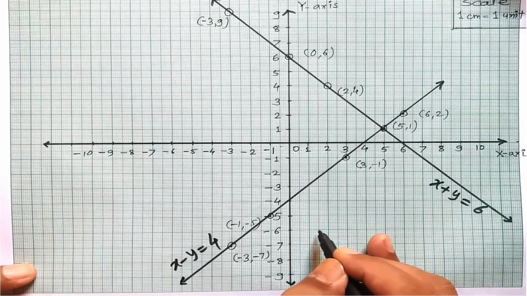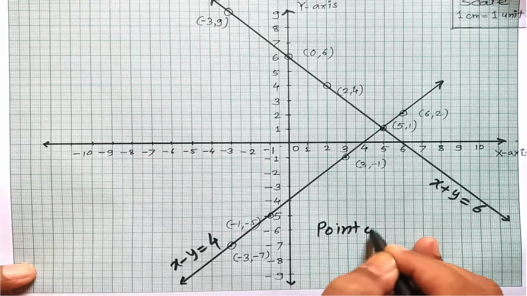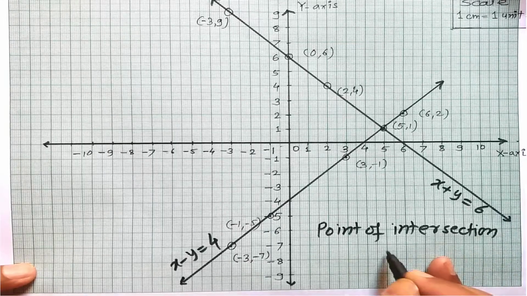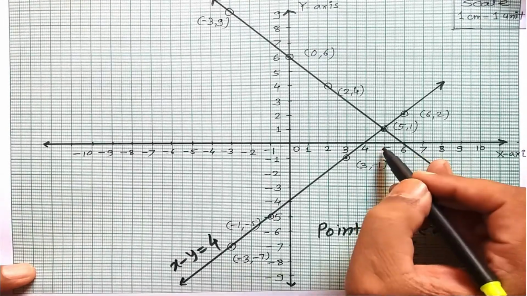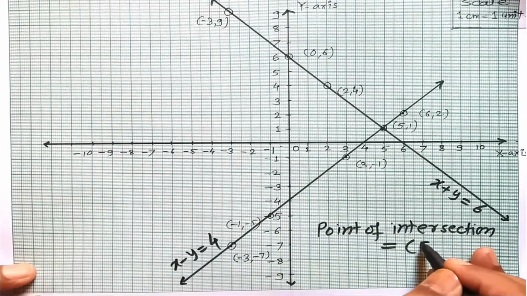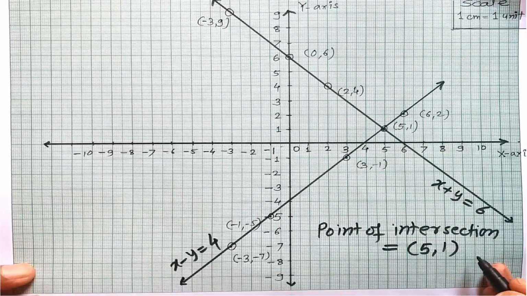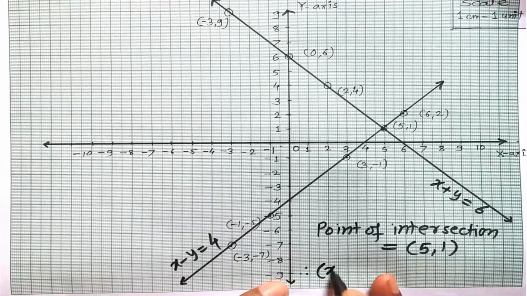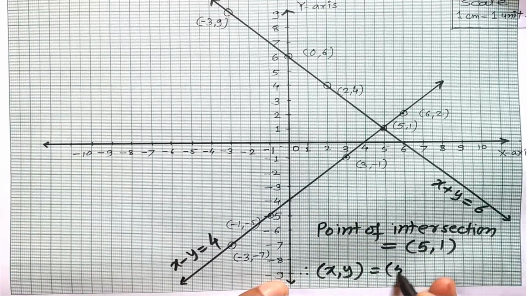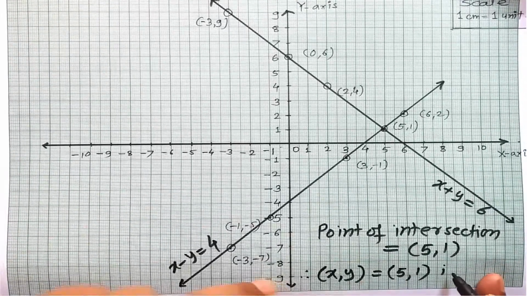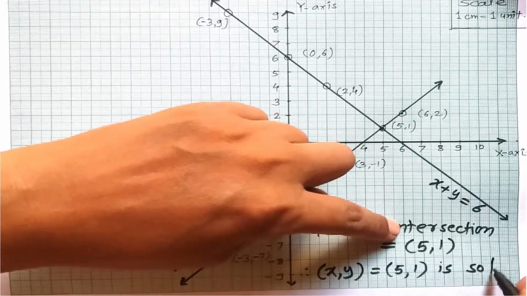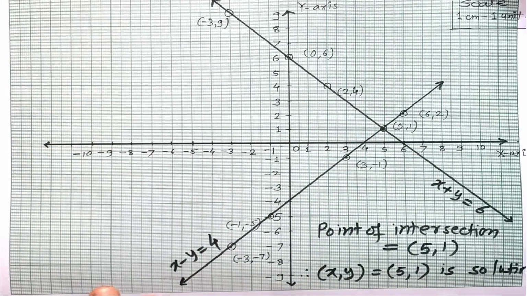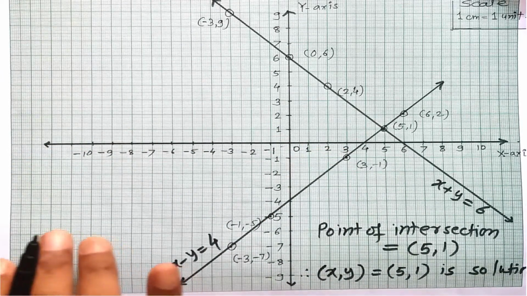Point of intersection is equal to, the x coordinate is 5 and the y coordinate is 1. So (5, 1) is the coordinate of the point of intersection. Hence the answer is x, y is equal to (5, 1), that is the solution. So in this way we can solve simultaneous equations by using the graph.